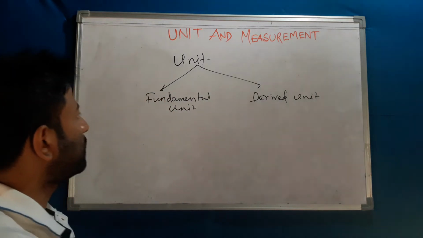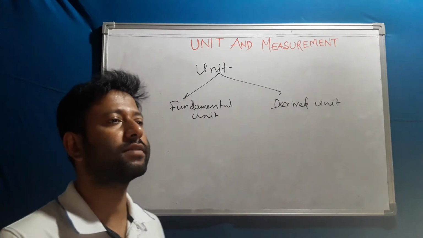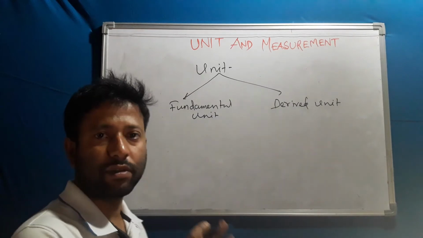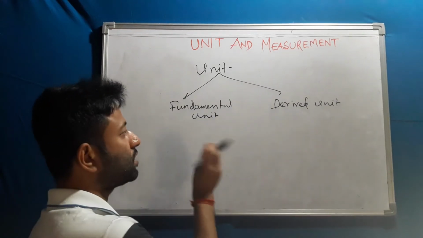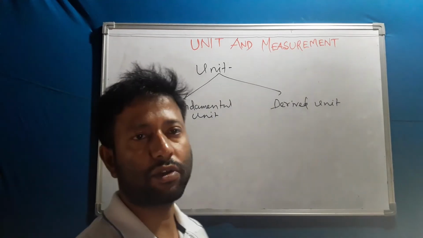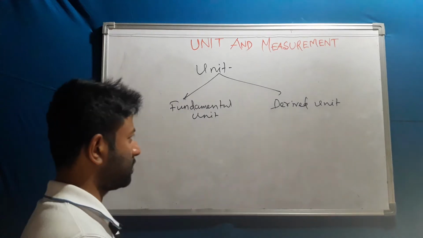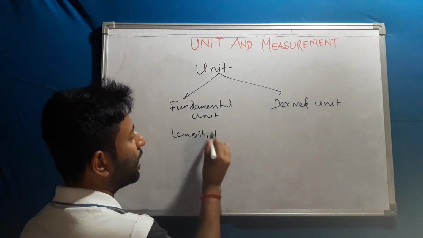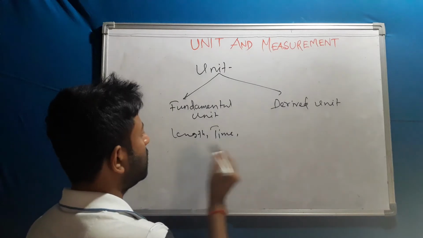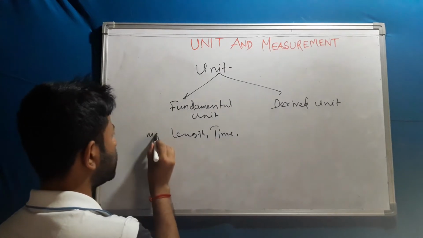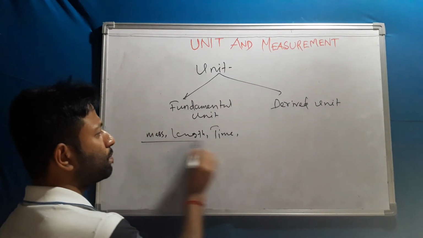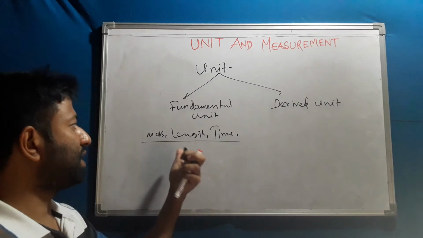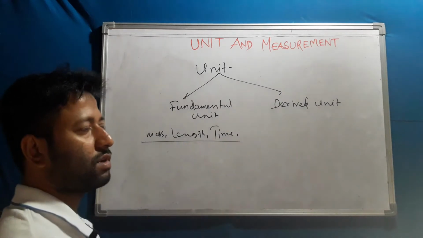So what is a fundamental unit? The fundamental unit, I can say, is the basic unit. That means the main unit, and based on these units, all the other units are developed. Just like length, time, mass. So these are the main basic fundamental units. Depending on these fundamental units, other units are formed.